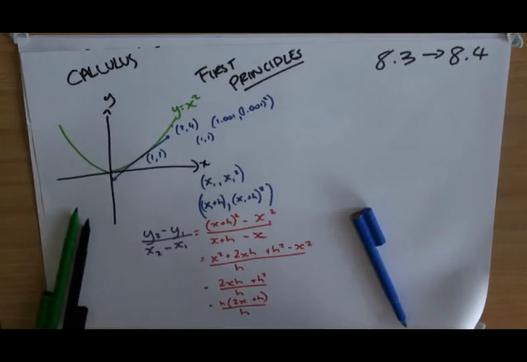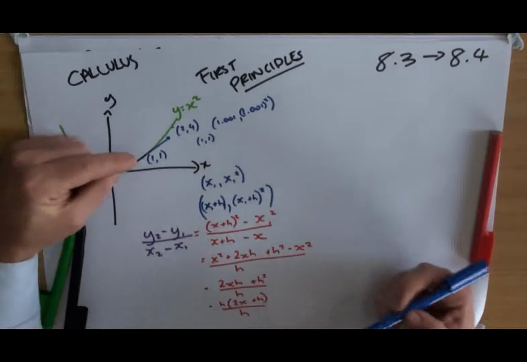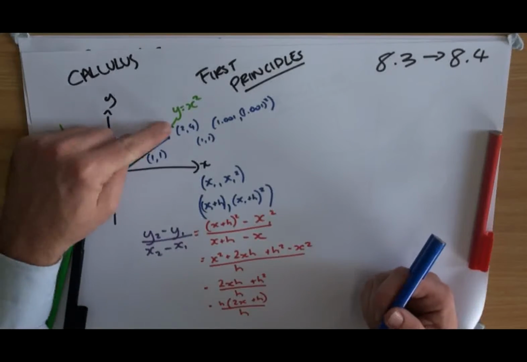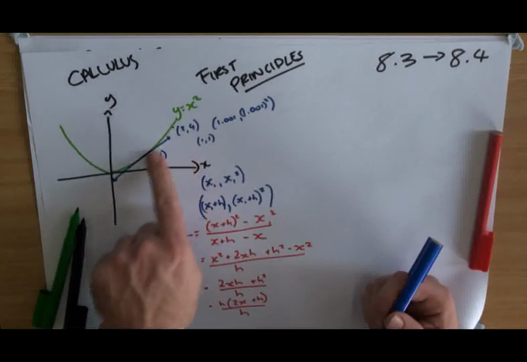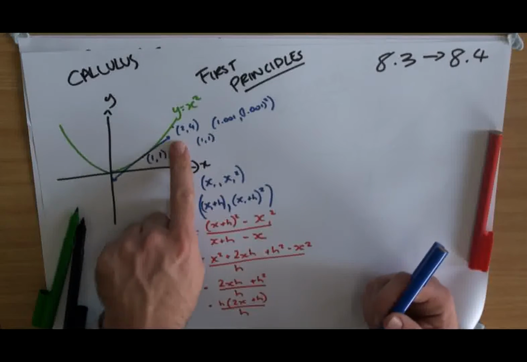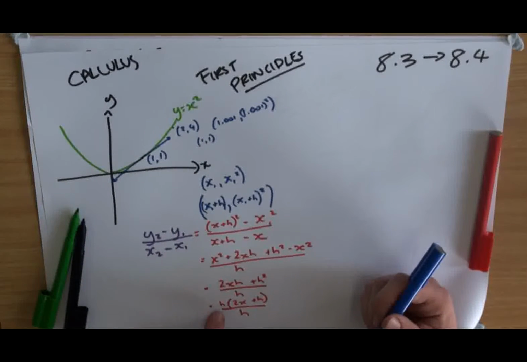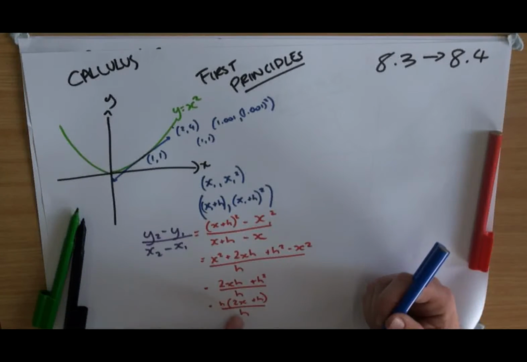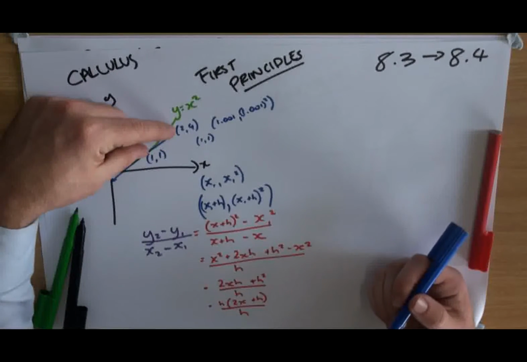Now what if my h was getting very, very small? What if my h equaled 1, like it was up here? If my h equaled 1, then my gradient would be 1 over 1 times 2x plus 1, so it would be 2x plus 1. But that is quite a far distance.